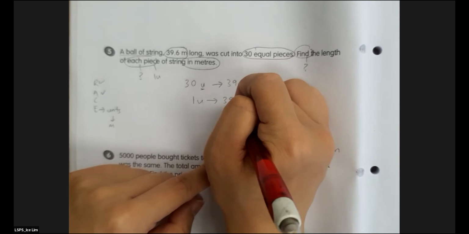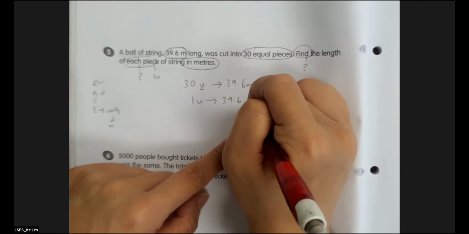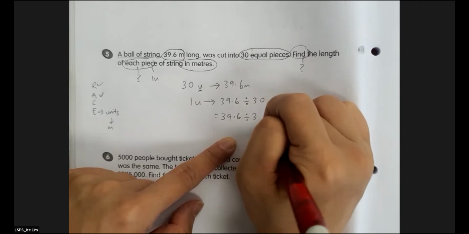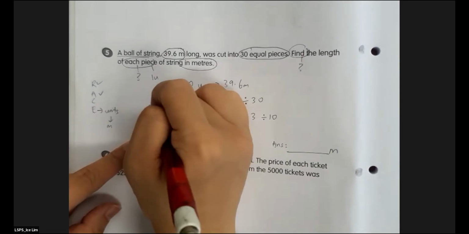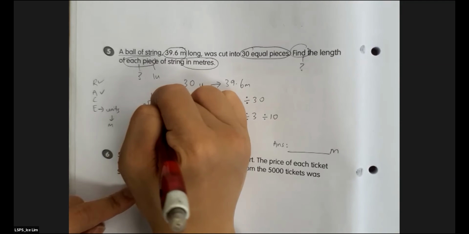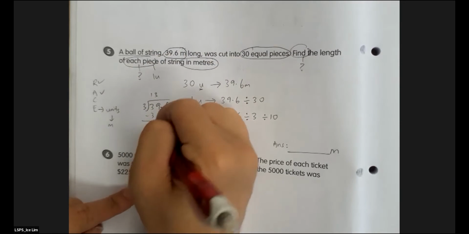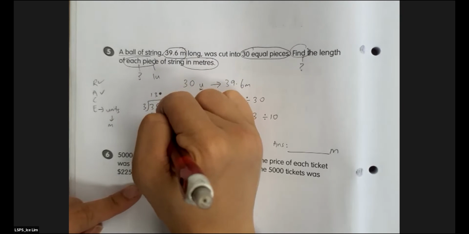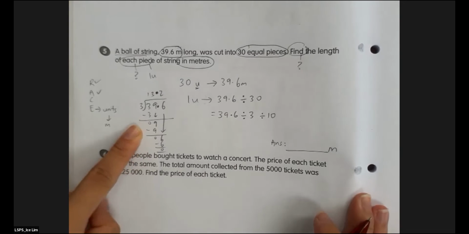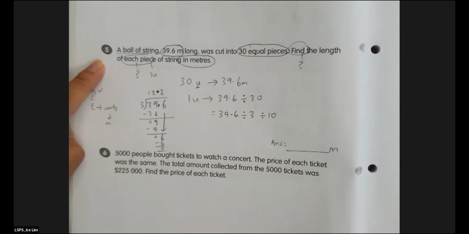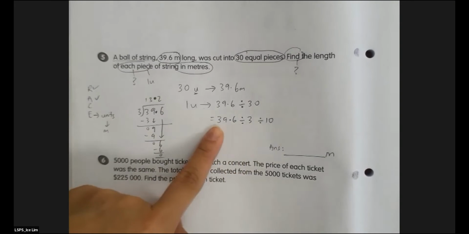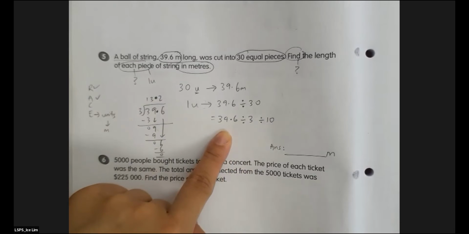So you have 39.6 divided by 30. Okay, so already now it's applying the skills that we have learned previously. Do the long division just once. Divide by 3 first. The better you are at your times table, the faster you are at your long division. And questions like that don't allow you to use the calculator. It's actually testing whether you can do the division accurately.